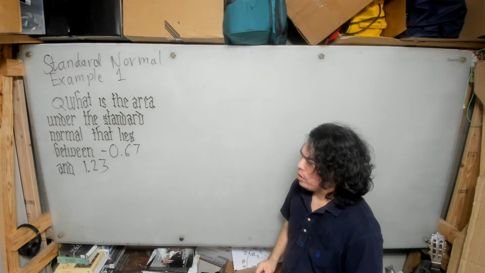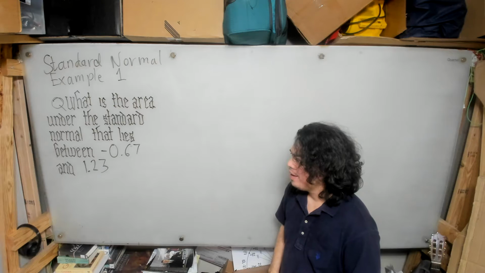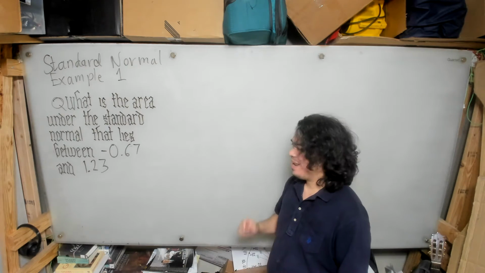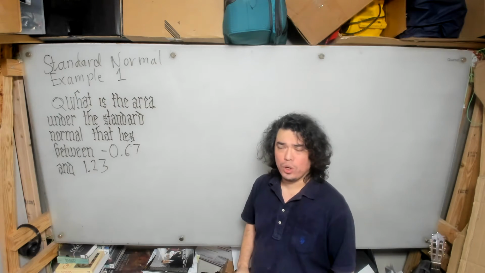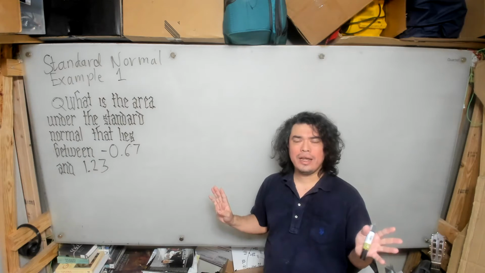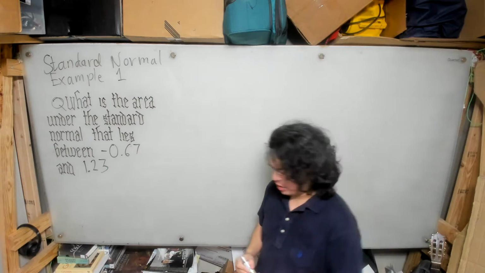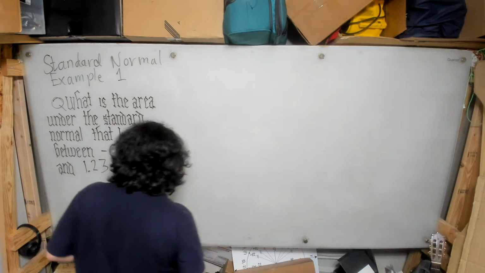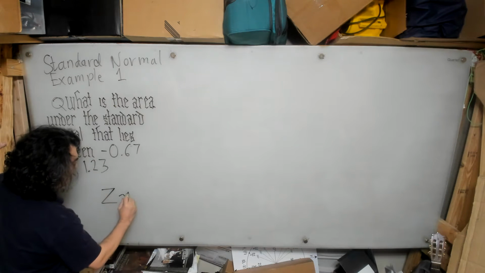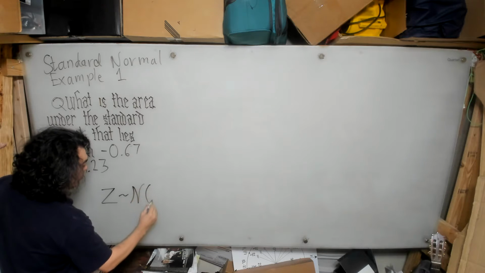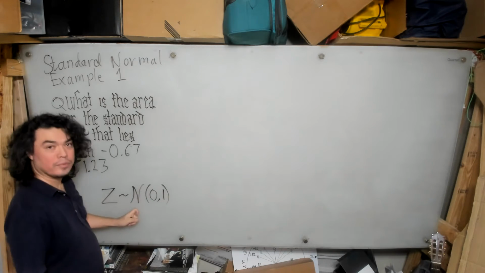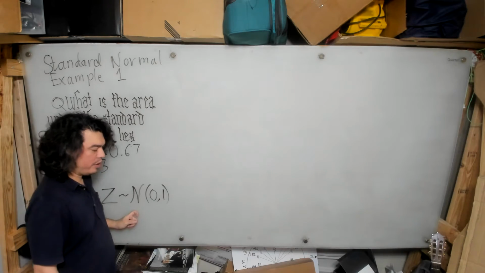What is the area under the standard normal that lies between negative 0.67 and 1.23? The first thing that must pop out to us is that it's a standard normal. We've already agreed to denote the standard normal as Z, where Z has the normal distribution with mean 0 and standard deviation 1. This we've already agreed on.